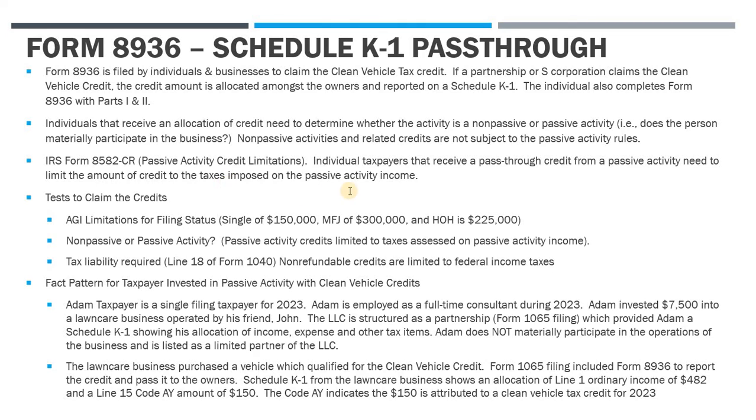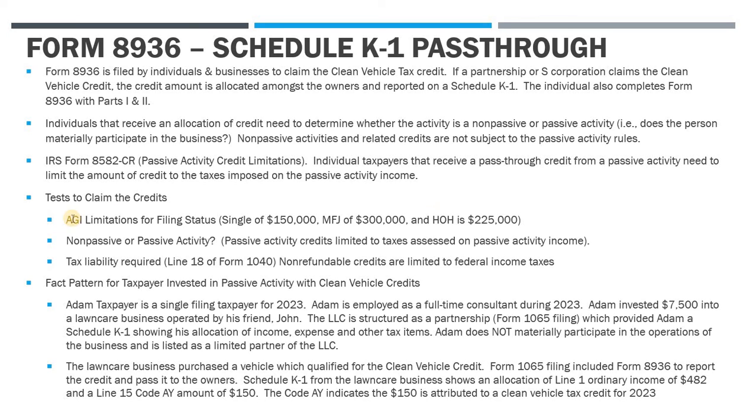Now, to the extent that you are allocated passive income and passive activity credits, the amount of credit that you're going to be able to claim is essentially limited to the taxes that you owe on the passive activity income. So it might not make much sense right now, but hopefully it will when we actually look at these numbers. You have to calculate the amount of tax that you're going to owe on that passive activity income, and that will serve as the ceiling for the amount of passive activity credit that you can claim on the return.